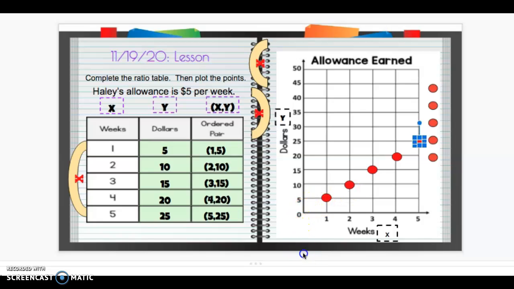So now we have graphed the table we've created. So we had worked on all week and a little bit of last week making a ratio table. Now we're taking that table and now graphing it. So here's our graph.